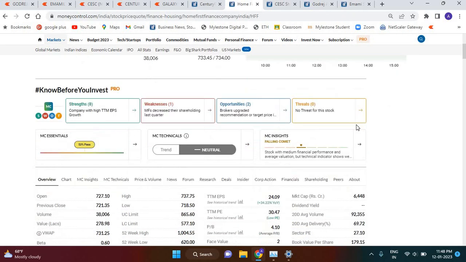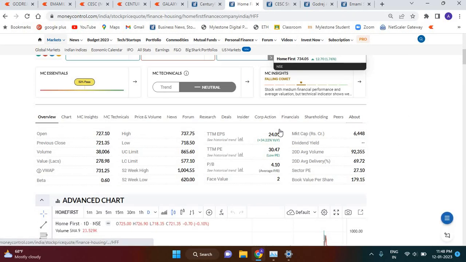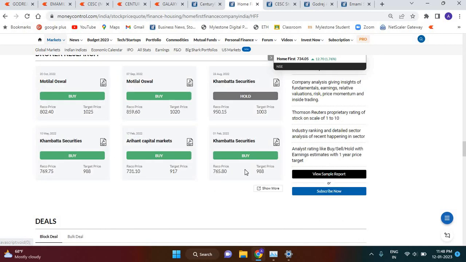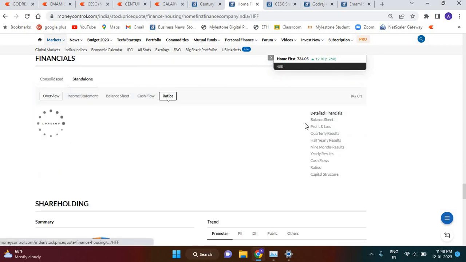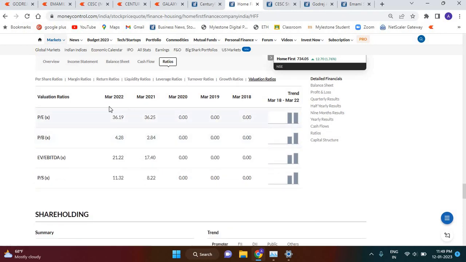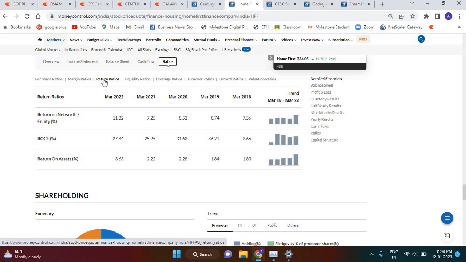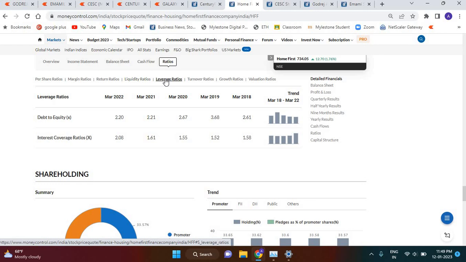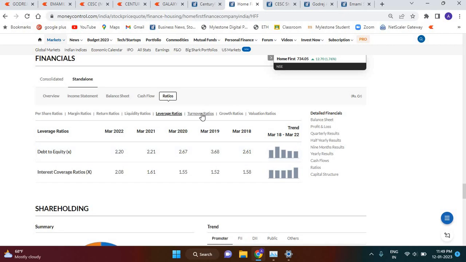Home First, I'm not much interested. Anyways, let's see. I didn't see the chart and all. I just see the ratios here. Valuation is decently valued, not undervalued. Return ratios are okay. Liquidity is fine. Leverage is okay. Okay, this is a finance company, so that's fine.